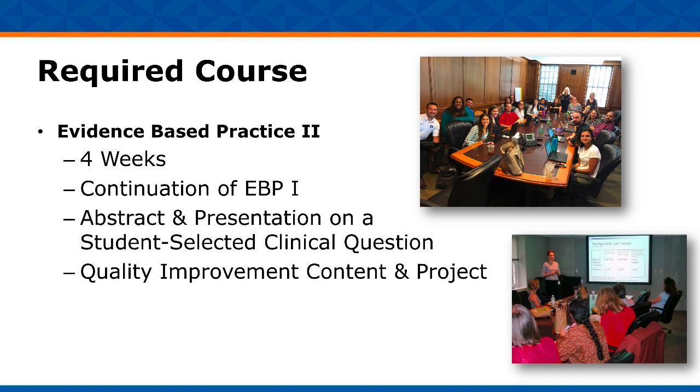It continues training learned during the Evidence-Based Practice 1 course in the preclinical year. Students have the opportunity to research a topic that is interesting to them and do a literature search and analyze that data, and then at the conclusion will present a presentation to their peers and a group of faculty, as well as create an abstract based on their research. Quality improvement content is also a significant component of this course, and students will be engaged in a quality improvement project during their 4 weeks.